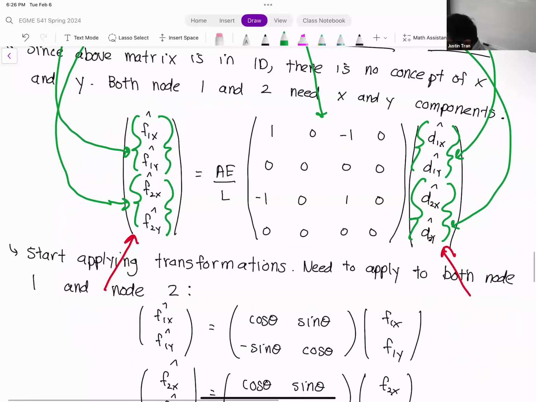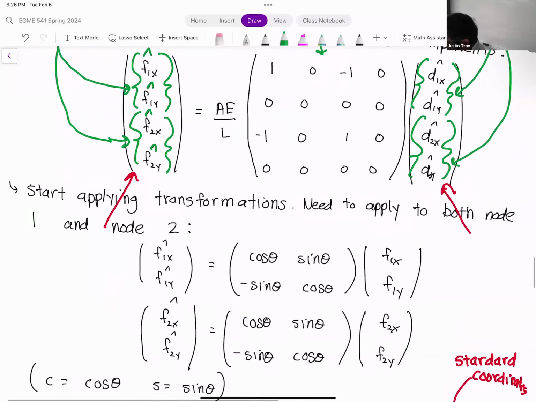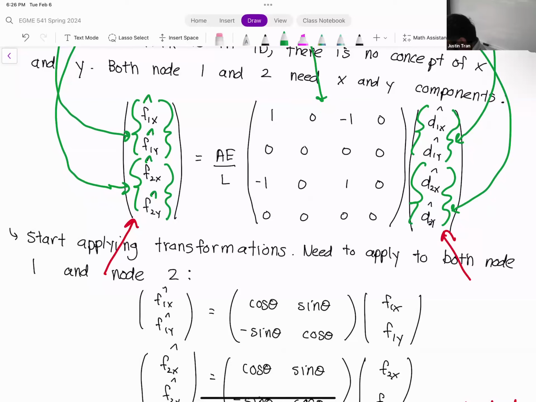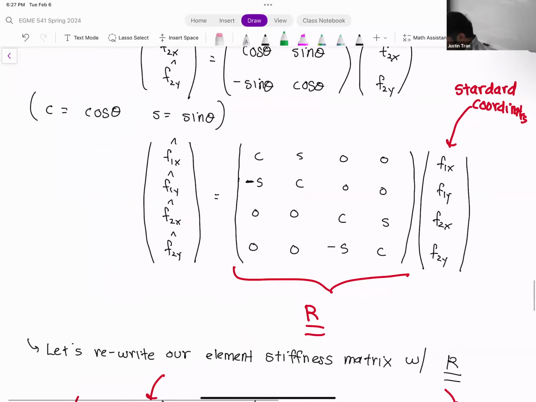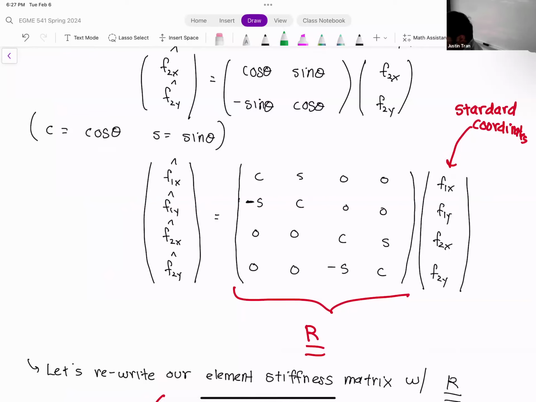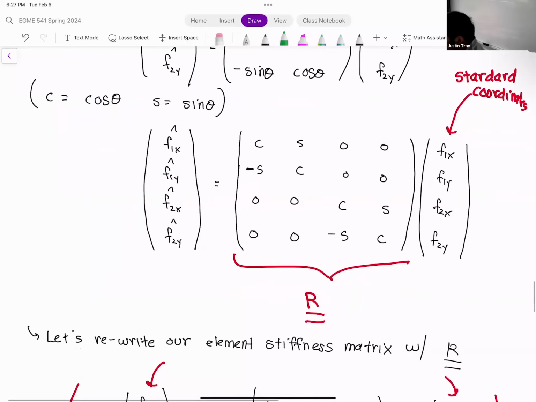Step two was to take all of these hat components and apply our transformation matrix so that they would be put in terms of the standard coordinates. This is where the sines and cosines came into play. For F1x hat, F1y hat, F2x hat, F2y hat, we had this gigantic transformation matrix that we applied here. So we have cosine, sine, 0, 0, minus sine, cosine, 0, 0, and then the same thing for node 2. We have the same thing for the deformations too: D1, D2, x, y, and so on. And the final step was to combine these two ideas.